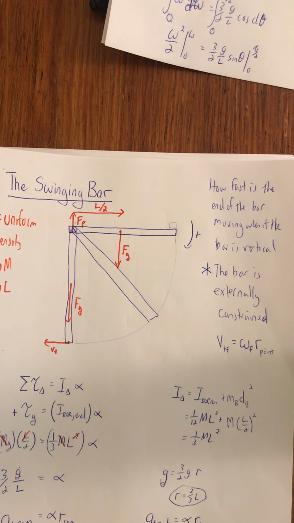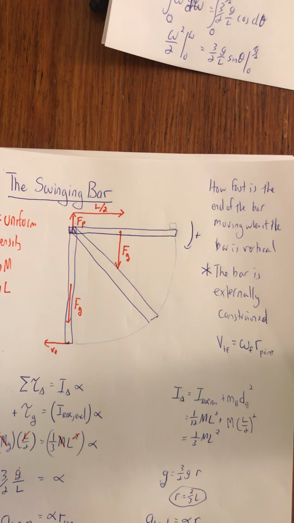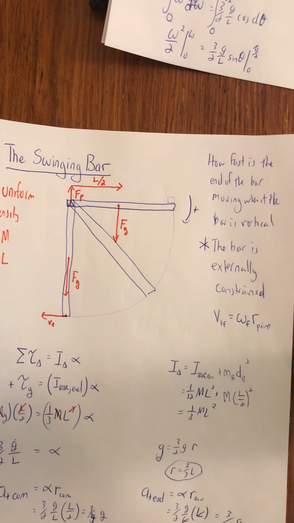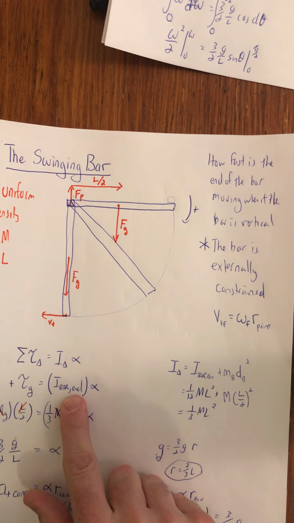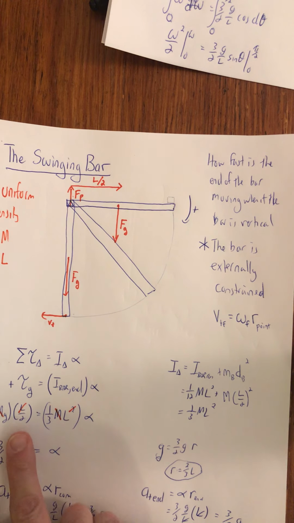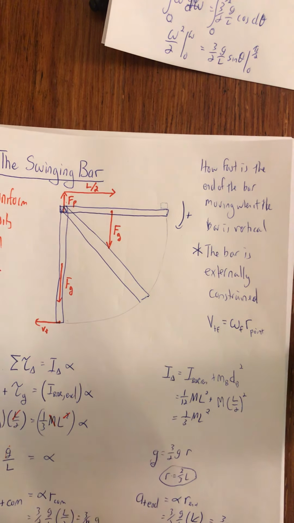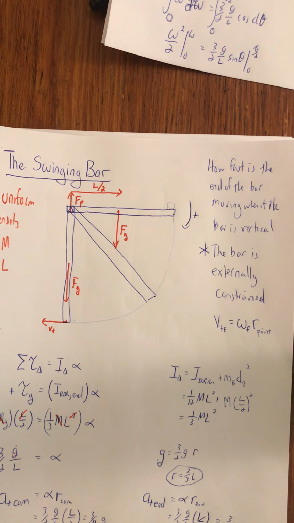So welcome back to the swinging bar. I just want to talk about a couple of variants that we could have done on this before we do it the easy way, right? Notice if it's not a bar, what's different in this problem? Pretty much just I, as well as where the center of mass is with respect to the axis of rotation, right? So the analysis methodology is the same.